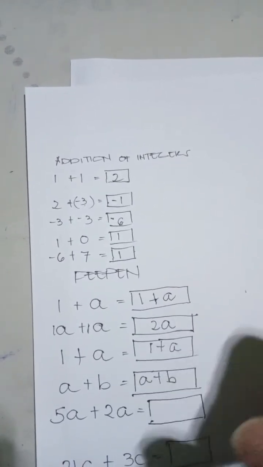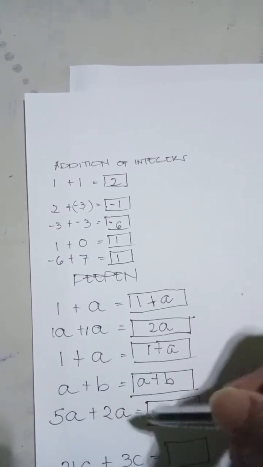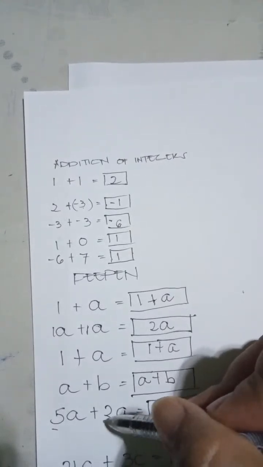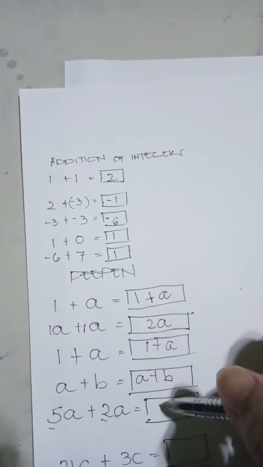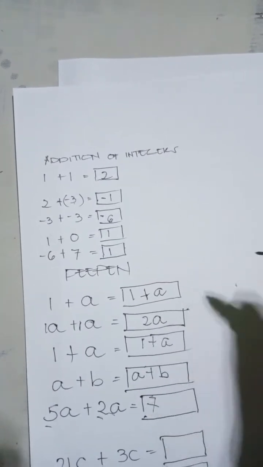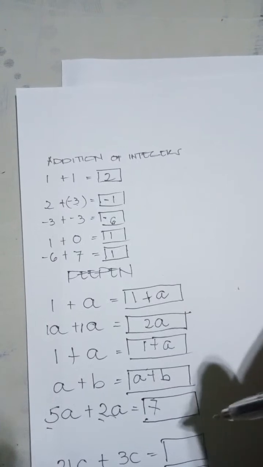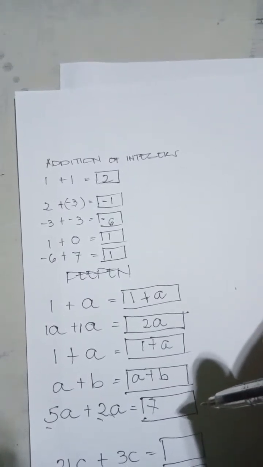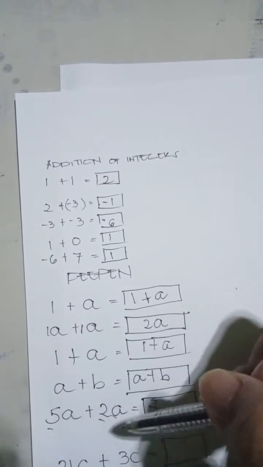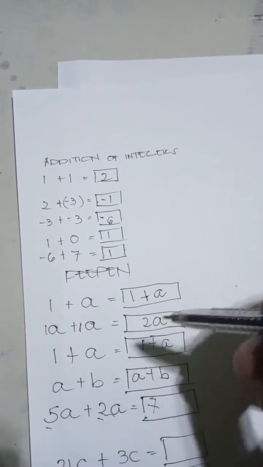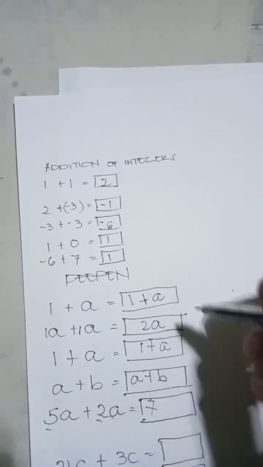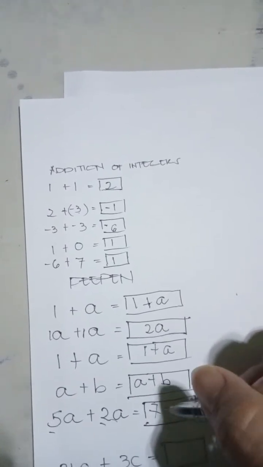What about 5a plus 2a? Add the number first: 7. Sir Lester, why do you add the number first? Because I noticed that the variable is the same. If you notice that the variable is the same, a and a, you proceed adding the numbers. So 5 plus 2, the answer is 7, and I will copy the letter or the variable once.